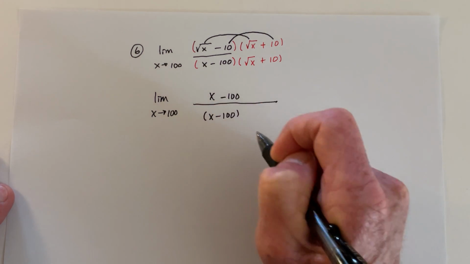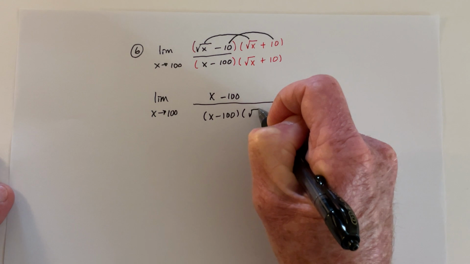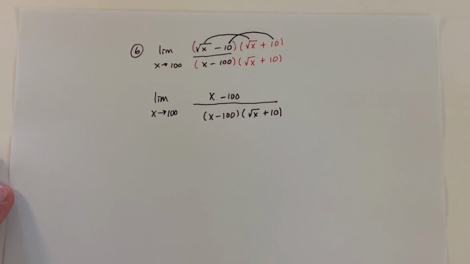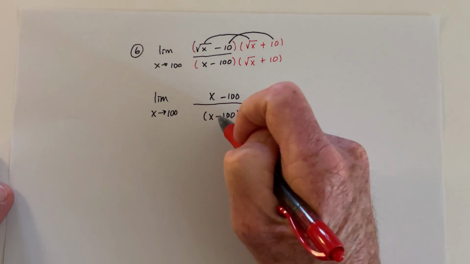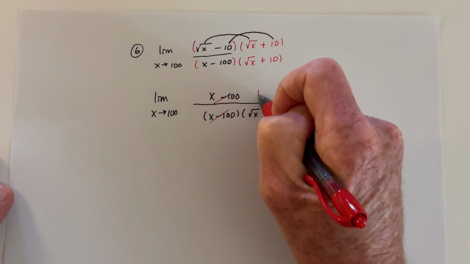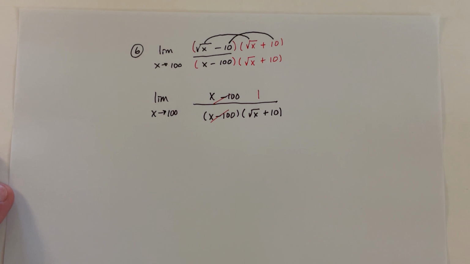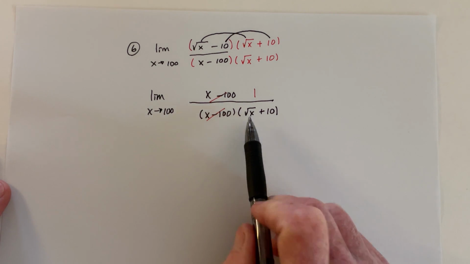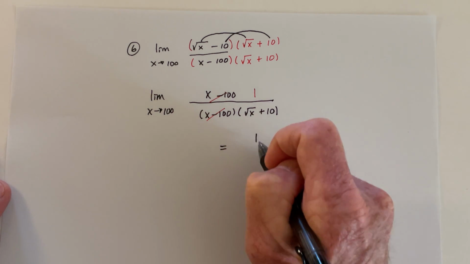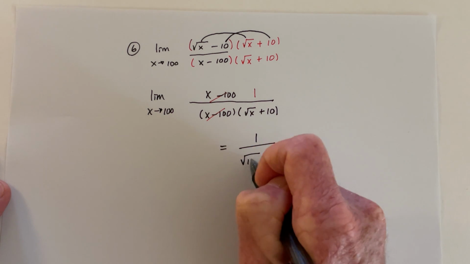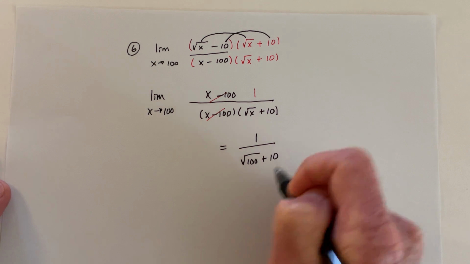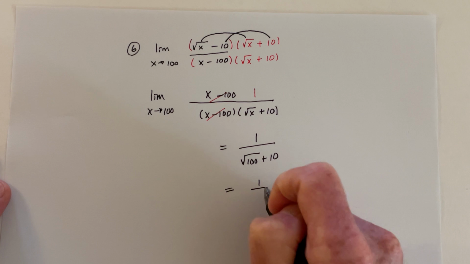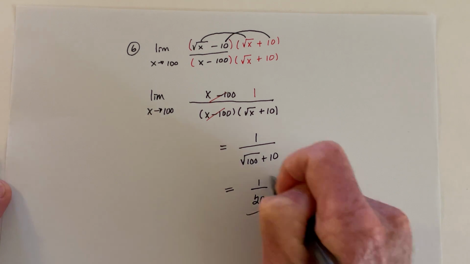So for now, I'm just going to copy down the bottom without changing anything. And then the x minus 100 on the top and the bottom cancel, leaving only a 1 on the top. And now this is going to become the square root of 100. So there's a 1 on top, and then the square root of 100 plus 10. So this will be 10 plus 10. That means it's 1 over 20.